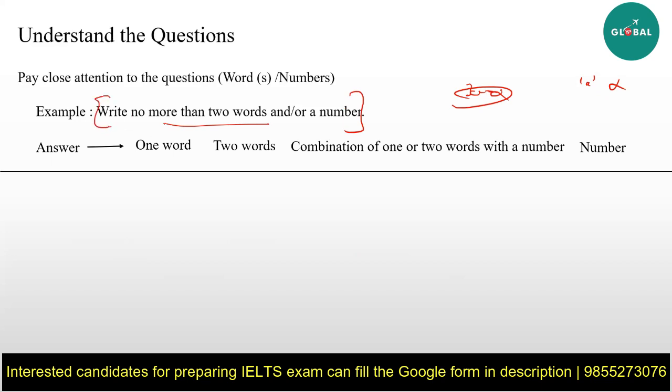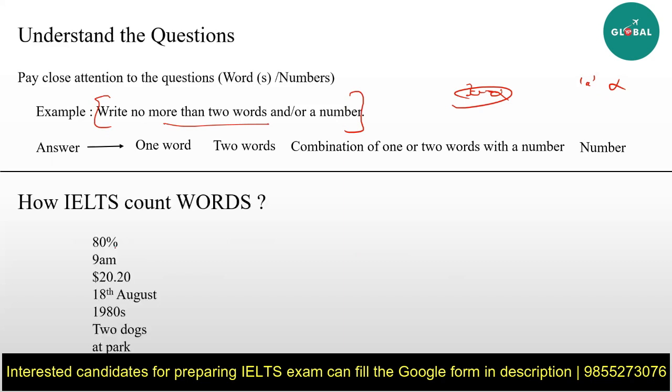Now, how does IELTS actually calculate their words? Because sometimes there is confusion in that. Let us tackle that too. In IELTS, let us look at these examples: 80%, 9 a.m., at park, 2 dogs. How are these words considered? Are they 1 word? Are they a number? What is it? So, for 80%, 9 a.m., and money, for all of these, we actually consider it as one number.